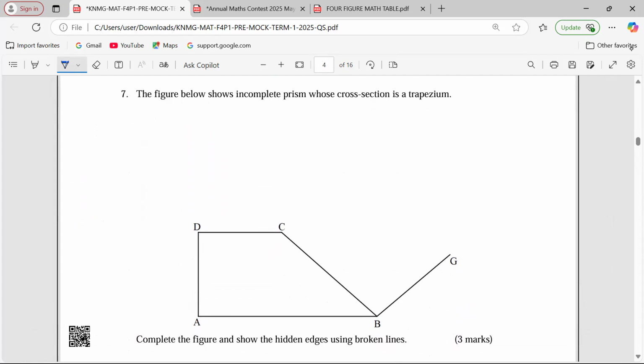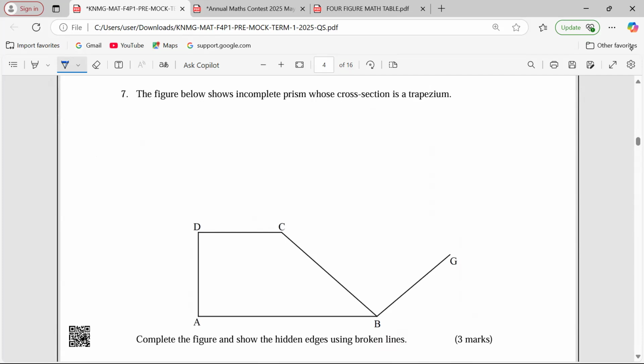Being a cross-section means even at the other end, we should be having the same cross-section very well outlined. We should be able to see at the other end of the solid a trapezium cross-section. So a cross-section is a uniform area which cuts across the whole length of the solid. So the length of the solid is BG, and the cross-section area is the trapezium that we can see.